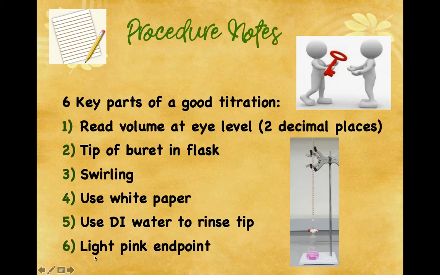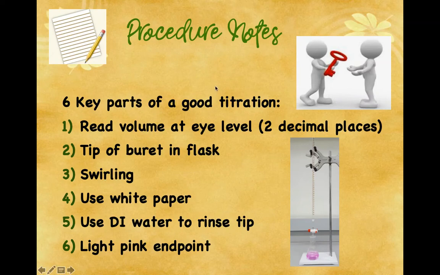And then the last thing is that light pink endpoint, as light as possible. If you get too pink, that means you have too many moles of base, which means you'll have in your ratio too many moles of acid. So then that will make your molarity of acid, your answer, too high. So we want that lightest pink possible for this lab because phenolphthalein was our indicator. All right, those are the 6 parts of a good titration.